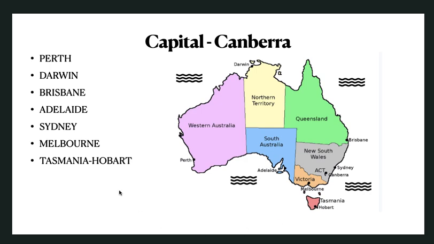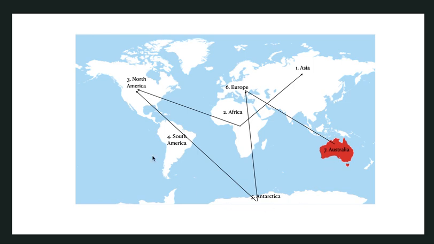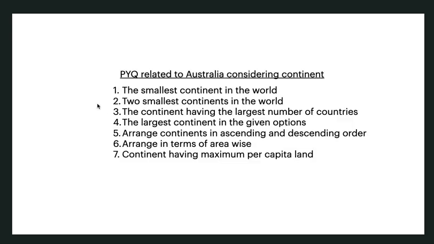Now let's see what questions we expect from this learning as a continent. The PYQs related to Australia, considering it as a continent, are this whole bunch of 7 questions, including both PYQs from state PSUs and UPSC questions. Which is the smallest continent, list some of the continents. See, in this slide, as I've shown, Asia, Africa, North and South America, Antarctica, Europe, and Australia. Just by going through this, you can answer many of the questions listed here.